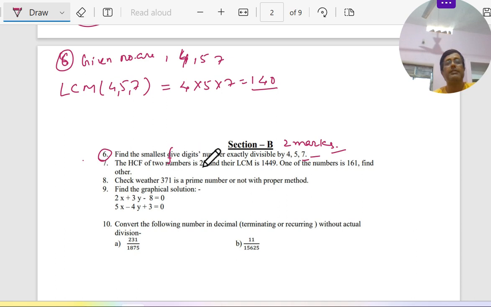Now I have to find the 5 digits smallest number that is exactly divisible by these 3 numbers. So what I do, we divide the 5 digits smallest number by 140. So this is the 5 digits smallest number. So we write here 5 digits smallest number is equal to 10,000. Then we will divide it by 140.